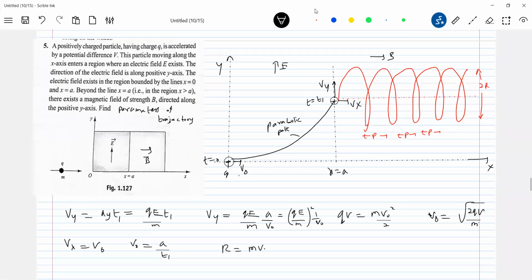So write down all the same mathematical equations that we have. Radius depends upon r = mvy by qB. The time period is independent of that. Time period depends upon 2 pi m by qB. And the pitch depends upon Vx into t.